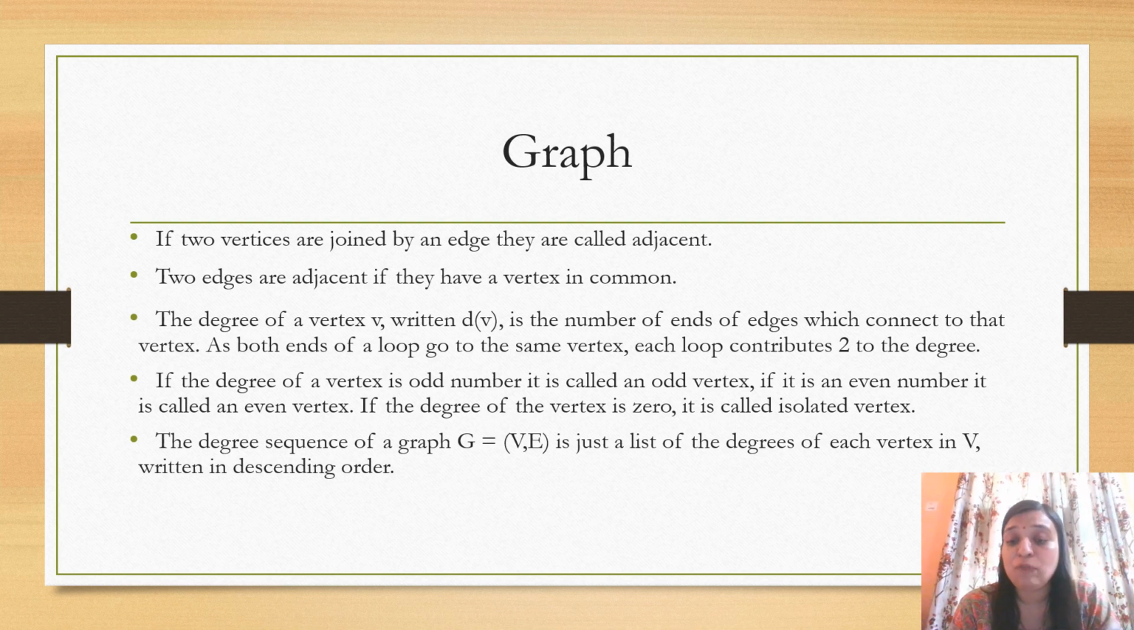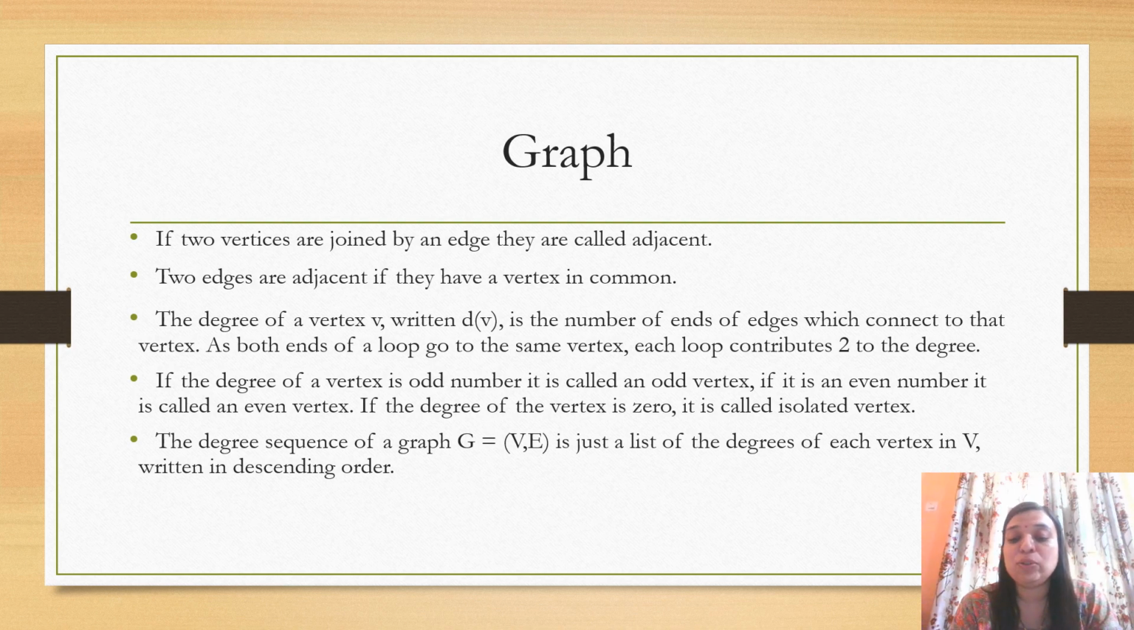If the degree of a vertex is odd, then it is called an odd vertex. If the degree of the vertex is even, then it is called an even vertex. In case the degree is 0, though 0 is an even number, we call it an isolated vertex, because isolated means it is not connected to anything. The degree will be 0 if there is no edge from any other vertex to that vertex, so it will be an isolated vertex.